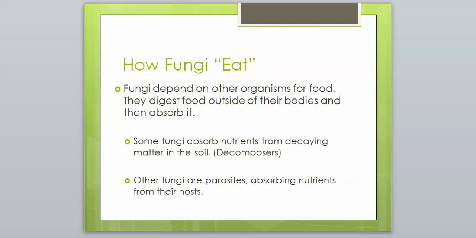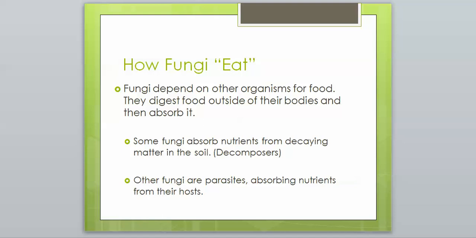The next thing is how fungi eat. We said they were heterotrophs, so they're not going to produce their own food like plants do. They depend on other organisms for their food. They digest food outside of their bodies and then absorb it. One type of fungi absorbs nutrients from decaying matter in the soil, or it doesn't even necessarily have to be in the soil, just decaying matter from anything. And these are what we know as the decomposers.